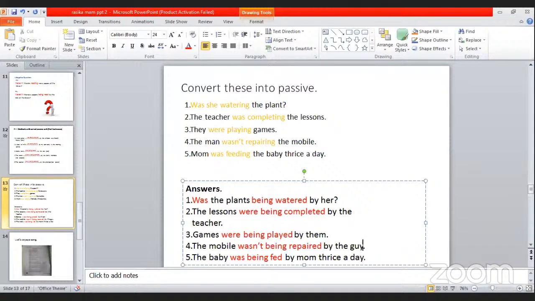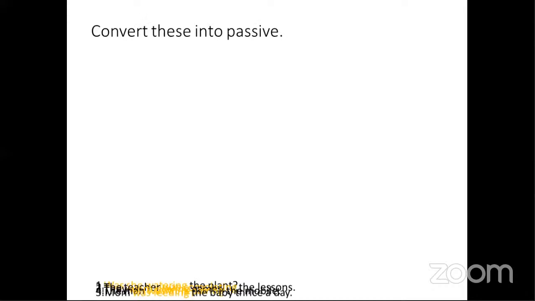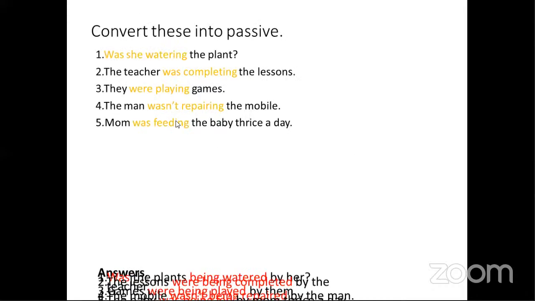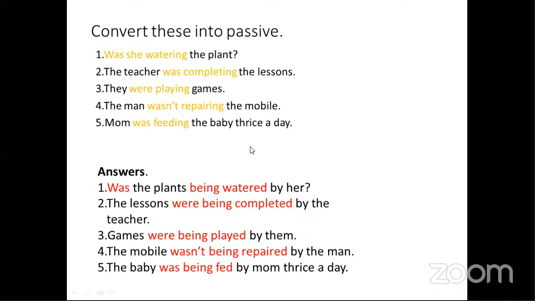Right. What's the answer for the next one? The last one. Mom was feeding the baby thrice a day. What's the answer? The mom is the subject. Was feeding is the verb. The baby is the object. Thrice a day, 3 times a day, is the rest of the sentence part.